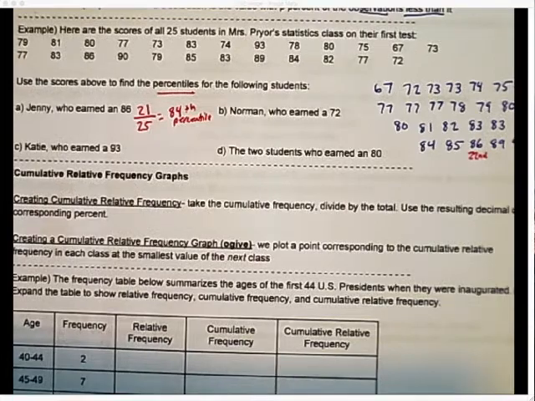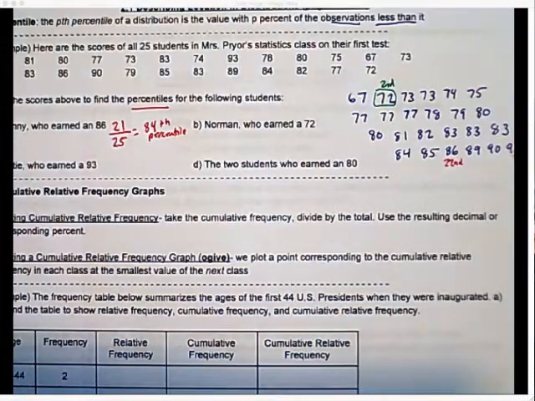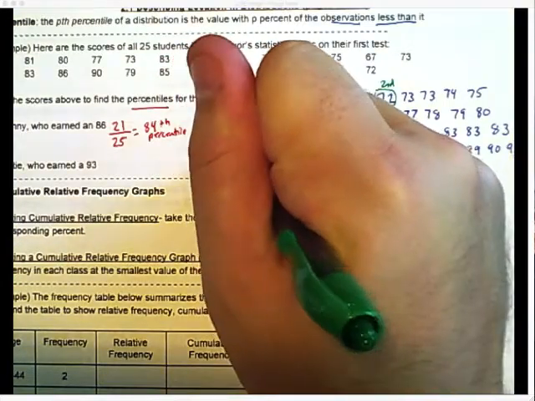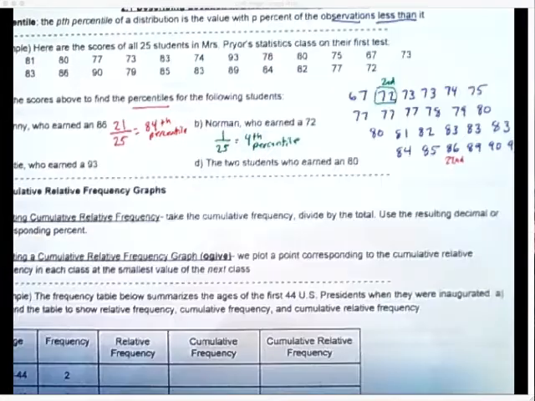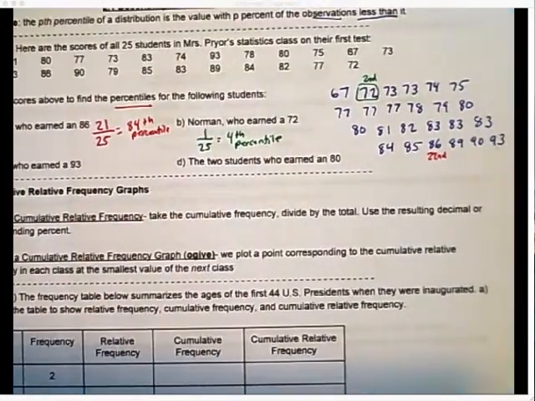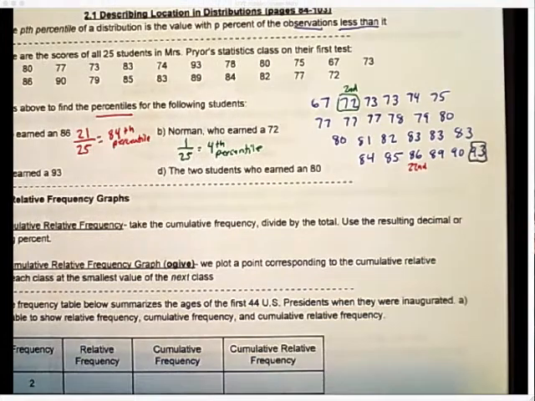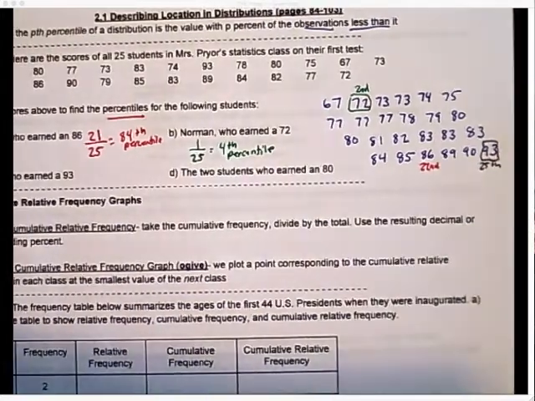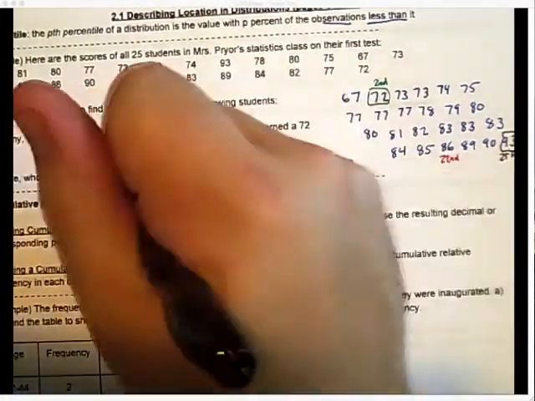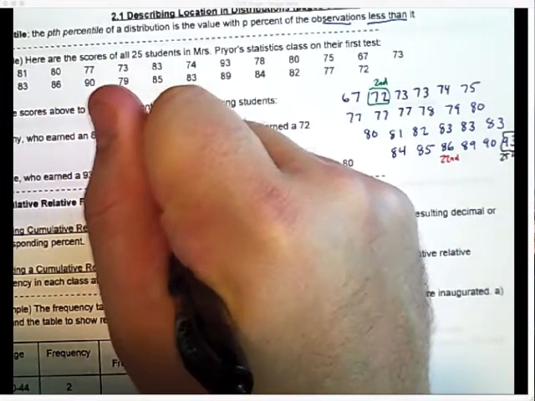Now, what about Norman here? Norman earned a 72, so here was his score. This is the second data value. There's only one person that scored lower than he did. So we do 1 over 25, and that equals 0.04, so Norman is in the 4th percentile. Only 4% of people scored below him. Now, what about Katie? Katie earned the 93. She actually did the best, but this is not the 100th percentile. You can actually never get to the 100th percentile. This is the 25th data value in order, and 24 people scored below her. So that would be 24 over 25, and that's 96%. So Katie is in the 96th percentile.